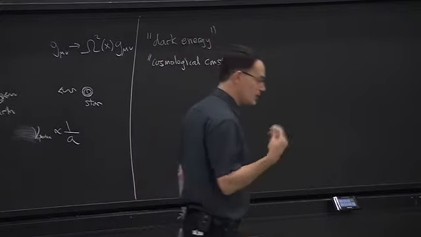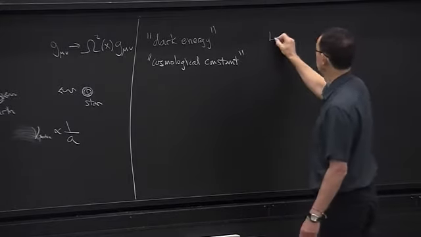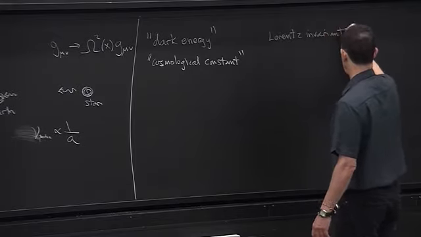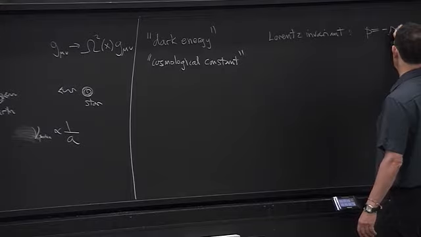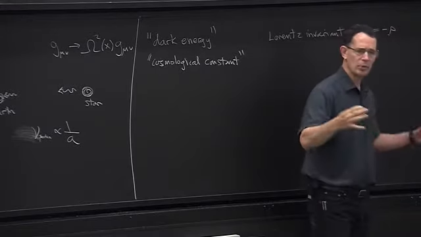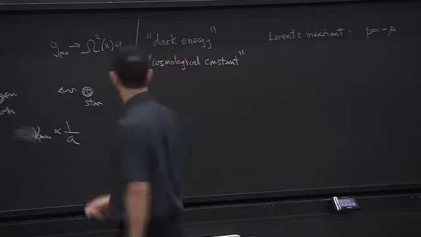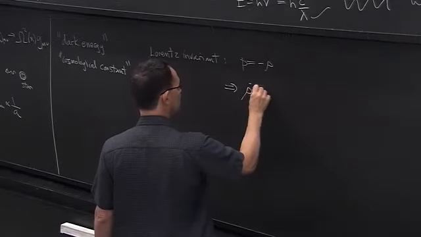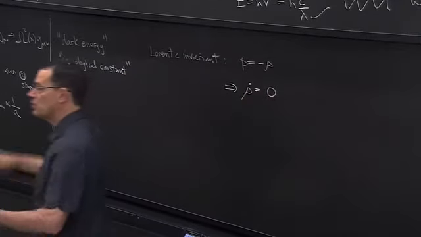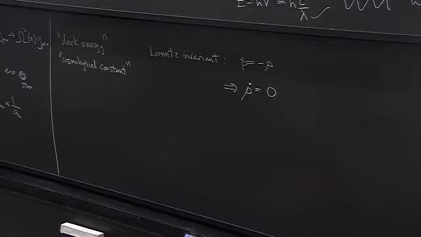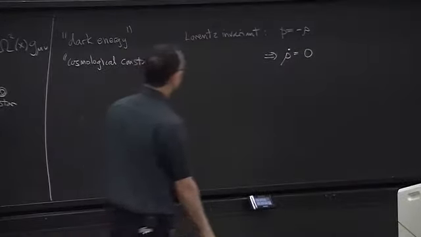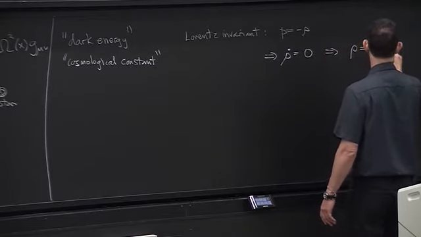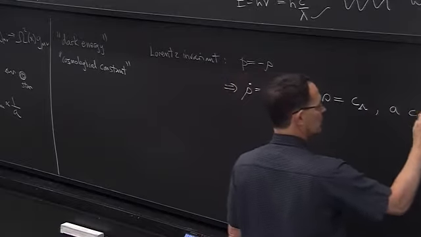And so I've already discussed this. It's Lorentz invariant. And that forces P to be minus rho. It has negative pressure. It's more like a tension than a pressure. And this forces rho dot to be 0. Right? So as the universe expands, the density of dark energy doesn't change at all. That's pretty weird. And so we just say rho is equal to rho_lambda, a constant.